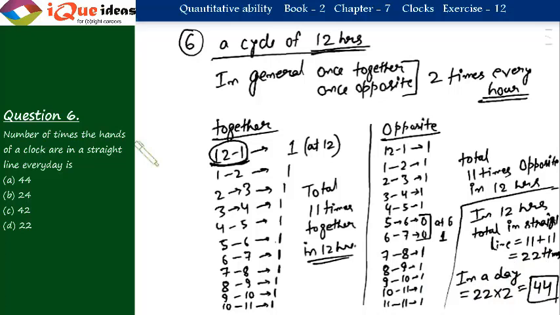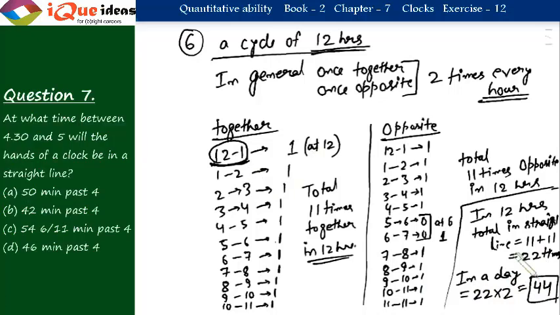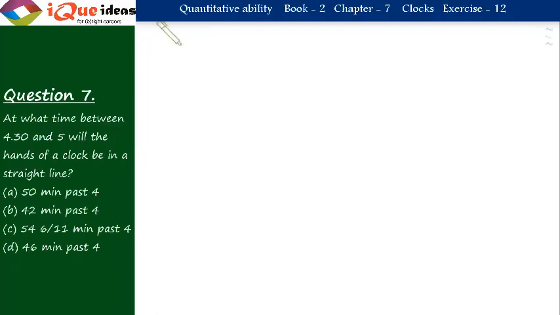All right. Now next question, question number 7. It says, at what time between 4:30 and 5 will the hands of a clock be in a straight line? Alright. So whether it is 4:30 and 5 or 4 and 5 is the same situation. So we'll just take it 4 and 5. 4:30 doesn't matter, right? Because in any case they would have met between 4 and 5 only once, and similarly in any case they would be opposite to each other only once, right?